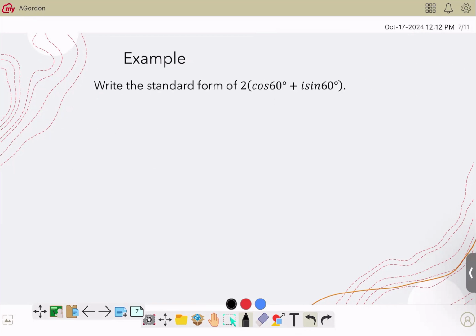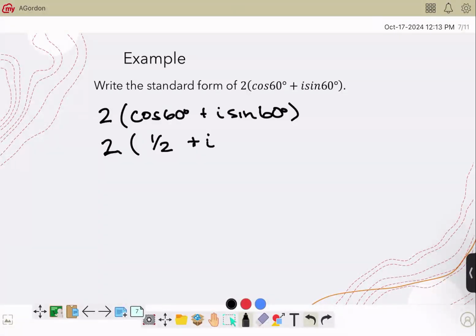Now let's see if we could go the other direction. If we are given the trigonometric form, can we write the standard form? And to do this, we could just evaluate cosine of 60 degrees and evaluate sine of 60 degrees and then add and multiply. The coordinates at 60 degrees are 1/2 and square root of 3 over 2. Remember the x is cosine and the y is sine. So cosine of 60 degrees is 1/2, and sine of 60 degrees is the square root of 3 over 2. Okay, so there I just evaluated sine and cosine.